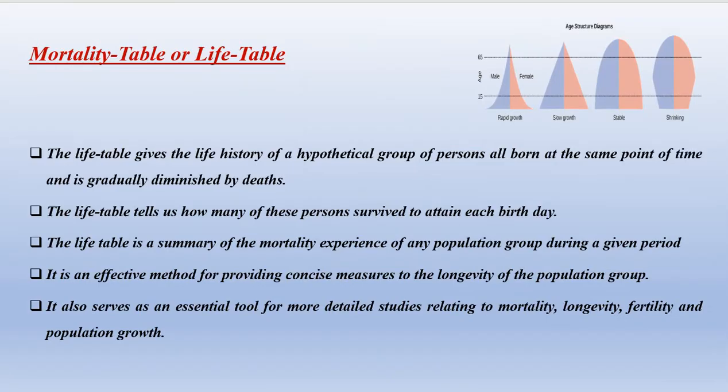Mortality table or life table. The life table gives the life history of a hypothetical group of persons all born at the same point of time and is gradually diminished by death. The life table tells us how many of these persons survived to attain each birthday.